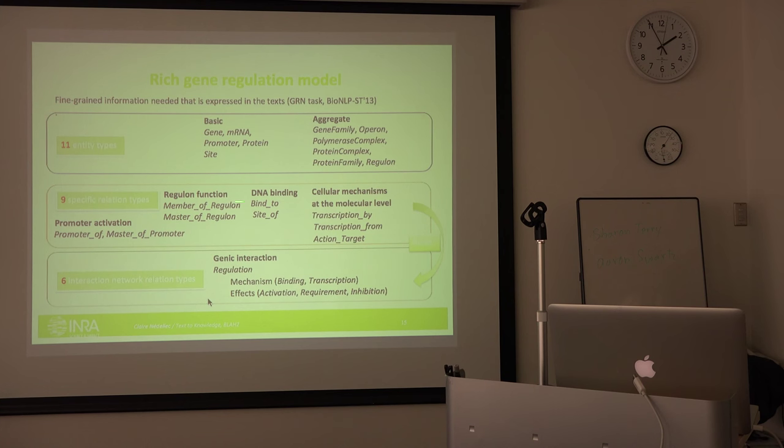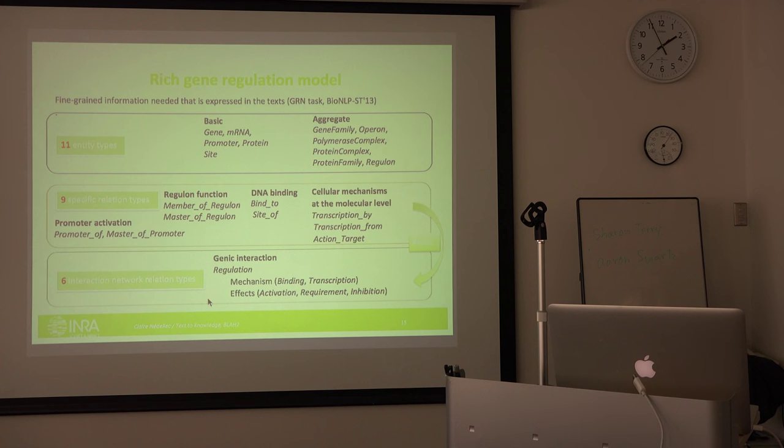These are examples of the relations that were proposed in the GRN task in the BioNLP shared task in 2013, but they also need the general shape of the network. This is represented by the genetic interaction, with the distinction between the mechanisms and the effects. So, knowing this specific level of relation type, we can derive this regulation network.